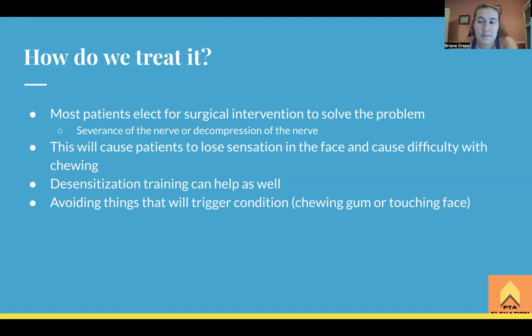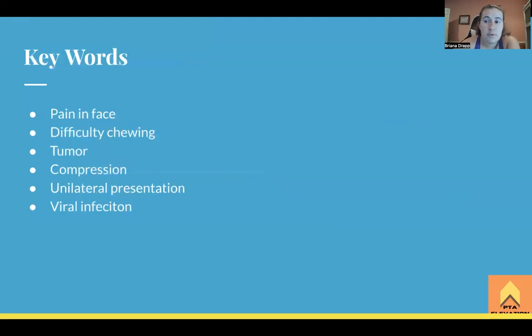And that's pretty much it with any sort of compression or entrapment. They're going to have to go in surgically and decompress it, which means whatever's been pushing on it, they've got to move it out of the way or fix that problem. And usually that will solve the issue. They might have some residual effects, but again, just avoid anything that's going to trigger them or make their situation a lot worse.